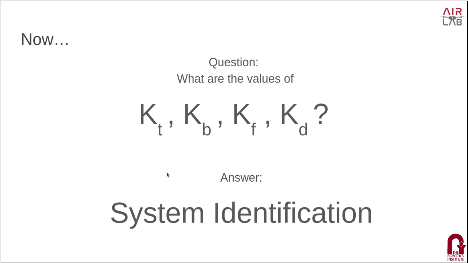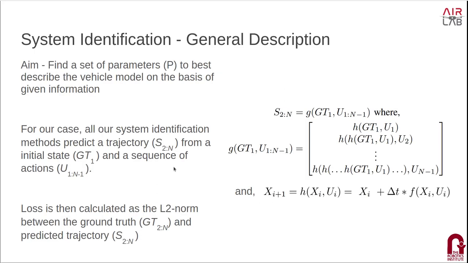Now the major question is, what are the values of these parameters? To answer this question, we use system identification methods. In a general sense, the aim of system identification is to find a set of parameters that best describe a given vehicle model for the given trajectory and conditions. To do this, we use our vehicle model to roll out the effect of a sequence of actions depending on the initial state. We measure the accuracy of our vehicle models in terms of loss, which is calculated as an L2 norm between the ground truth and the predicted trajectory.